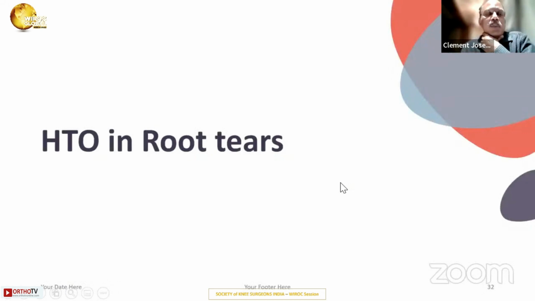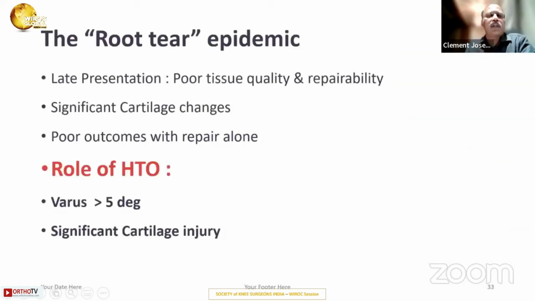Coming to the role of HTO in root tears, root tears are nearly going to become like an epidemic with much more understanding and techniques to repair them. In India, we face the problem of late presentation, when they present with poor tissue quality and repairability. By the time they come for surgery, there is always significant cartilage wear, and we always have poor outcomes when we repair the root solo. So there is a role for HTO in these patients.